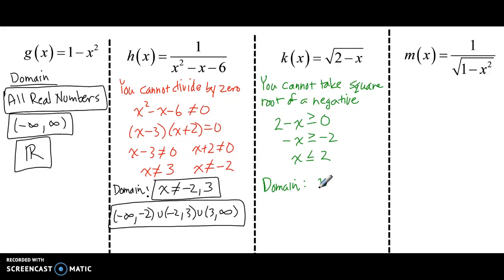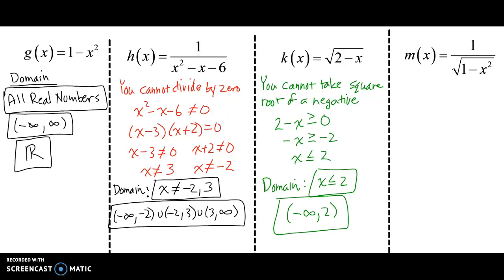You could write it in inequality form, where you say x less than or equal to 2. Or in this case, it's not too bad in interval notation. In interval notation, it looks like that. So that would be acceptable as well.